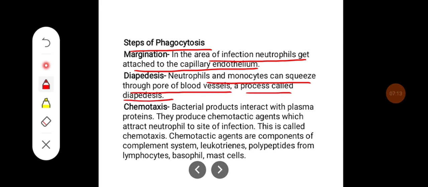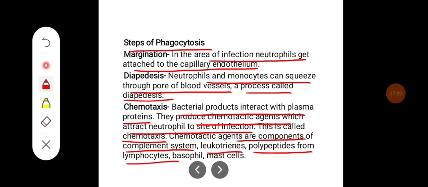Then there can be chemotaxis, where bacterial products interact with the plasma proteins and produce chemotactic agents which attract neutrophils to the site of infection. This is called chemotaxis. Chemotactic agents are components of the complement system, leukotrienes, and polypeptides from the lymphocytes, basophils, and mast cells.